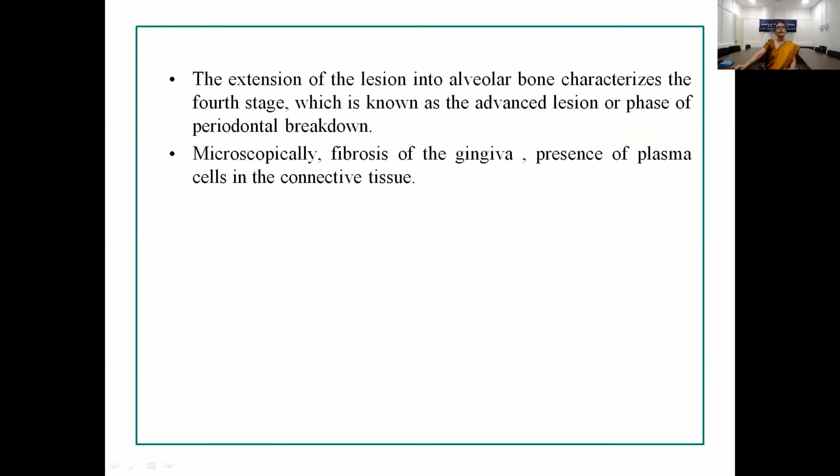Now, in the advanced stage, there is an extension of the lesion into the alveolar bone, which is characterized as the fourth stage, and there is a breakdown of the periodontal ligament. Microscopically, you can see fibrosis of the gingiva, and there is a presence of plasma cells in the connective tissue.